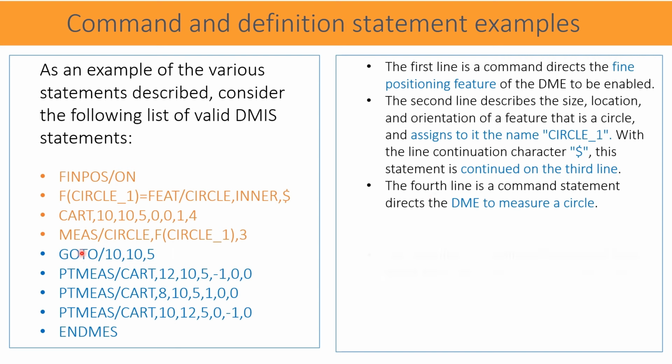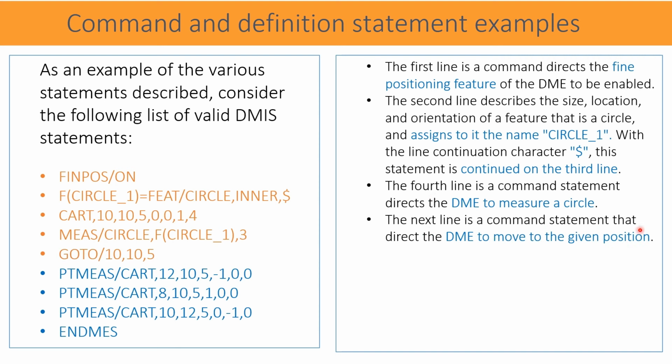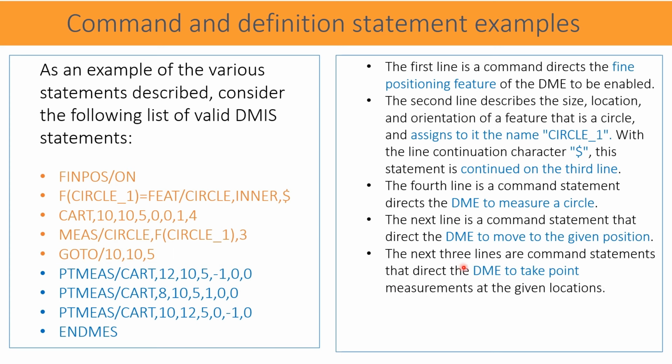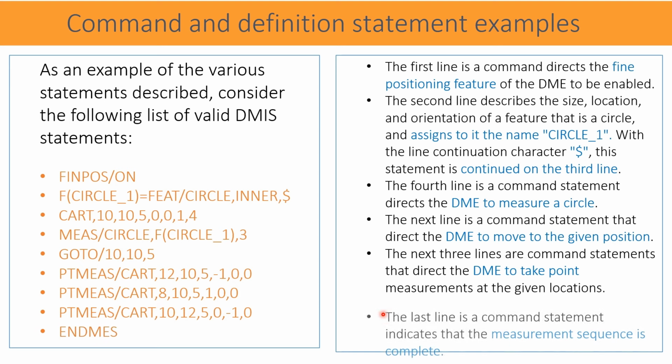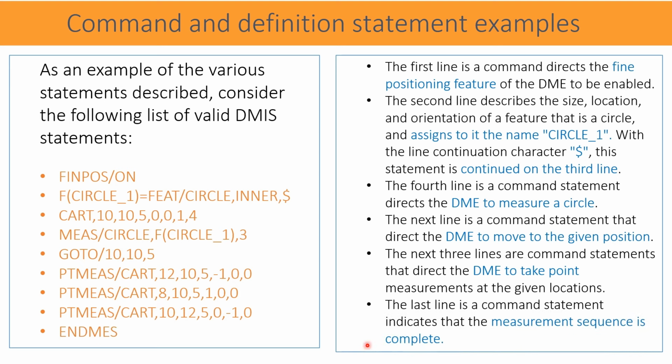The next line is a command statement that directs the DME to move to the given position. The next three lines are command statements that direct the DME to take point measures at the given locations. The last line is a command statement that indicates the measurement sequence is complete.